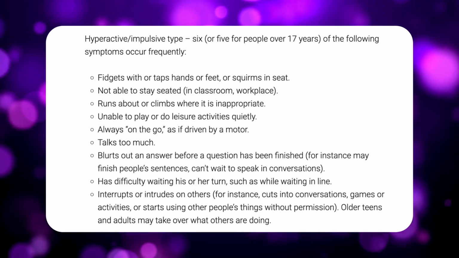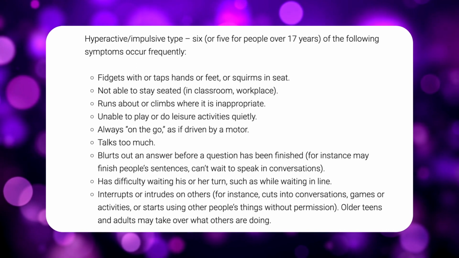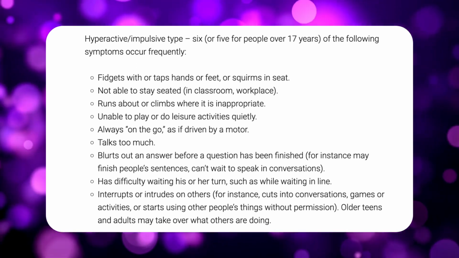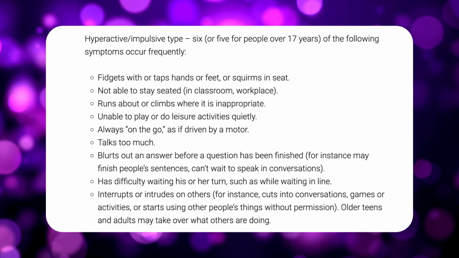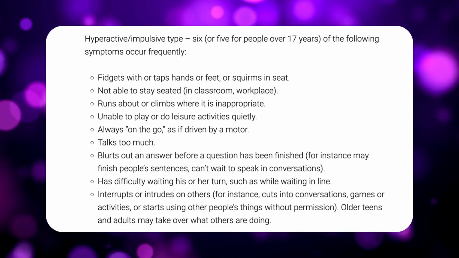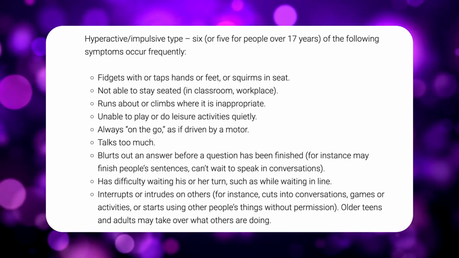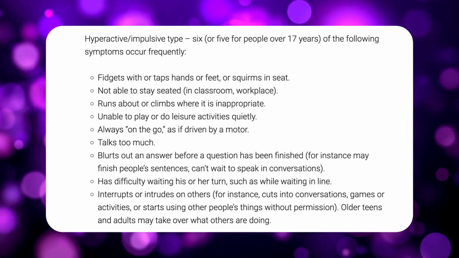And sometimes I can't wait for other people to shut up for my turn because my brain's going too fast. If I don't go now, I will forget where I was and it'll go past it. And anyway, this is me. The last couple of symptoms: has difficulty waiting his or her turn. So we're talking about things like waiting in line. And here's the final one. Interrupts or intrudes on others. So cuts into conversations or games or activities, starts using other people's things without permission. Older teens and adults may take over what others are doing.